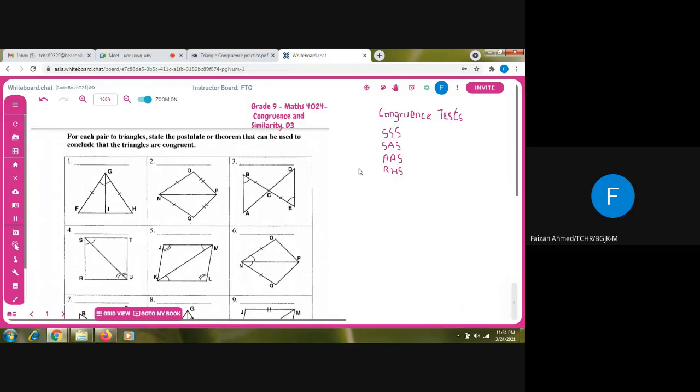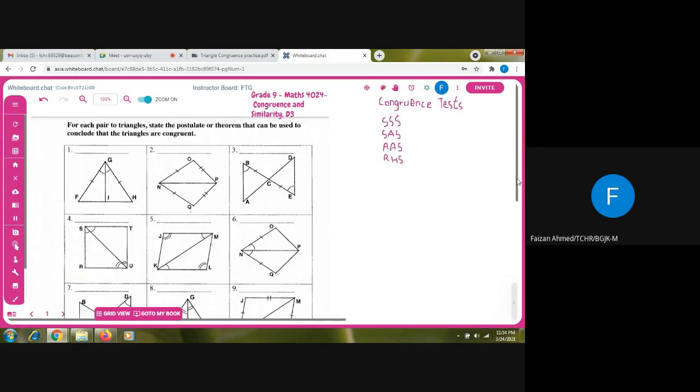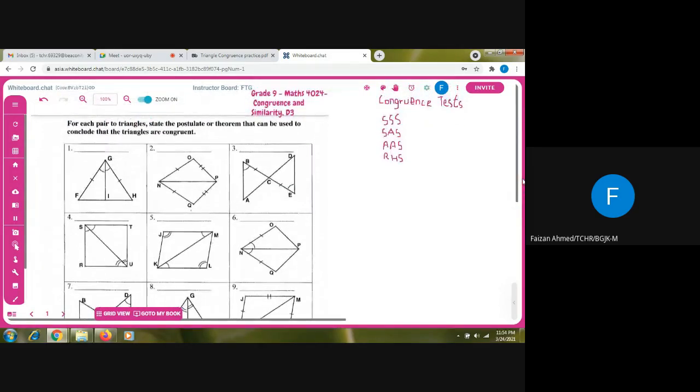So we are starting with the first question. The question is, for each pair of triangles, state the postulate or theorem that can be used to conclude that the triangles are congruent. You can see that there are two triangles in every figure. We don't have to prove them, they are congruent; the question is mentioning that these are congruent. We just have to state the postulate or the theorem. We have 9 questions in total.